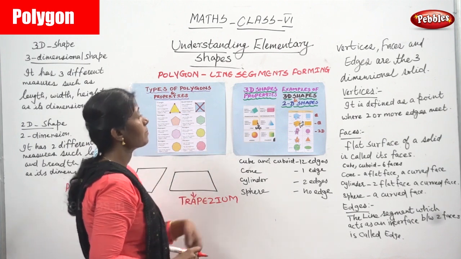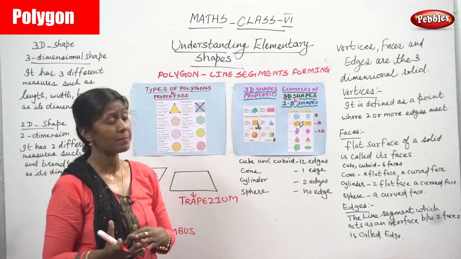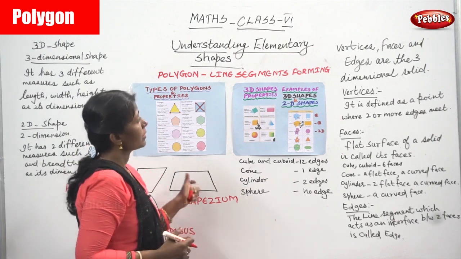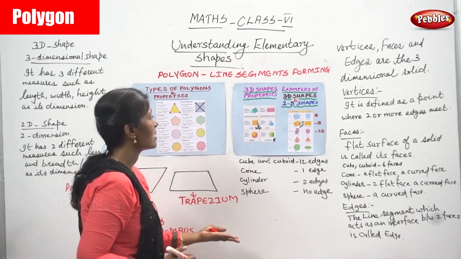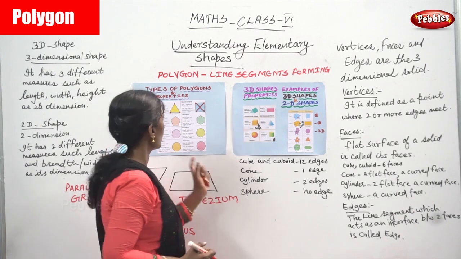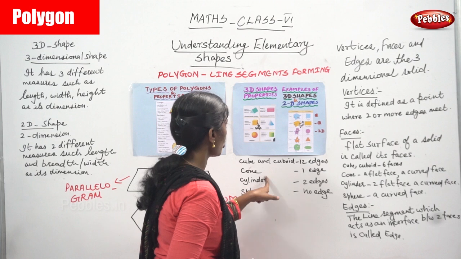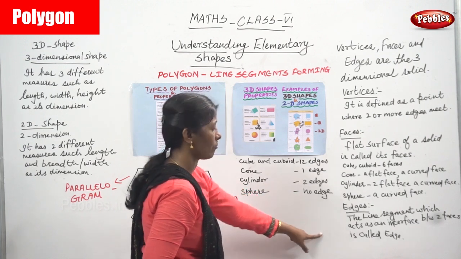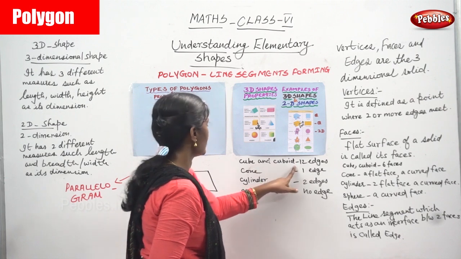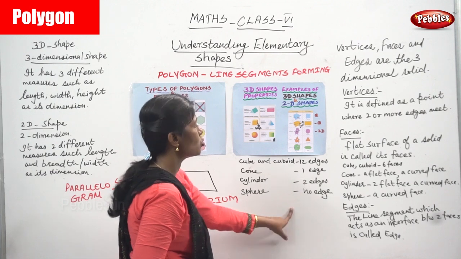So I think you understand the types of polygons, what a 3D shape and a 2D shape are, the difference between 3D and 2D shapes, and how many vertices, faces and edges they have. You have learned everything from this. Here the cube and cuboid have 12 edges, the cone has 1 edge, the cylinder has 2 edges, and the sphere has no edge. I forgot to say that about edges.